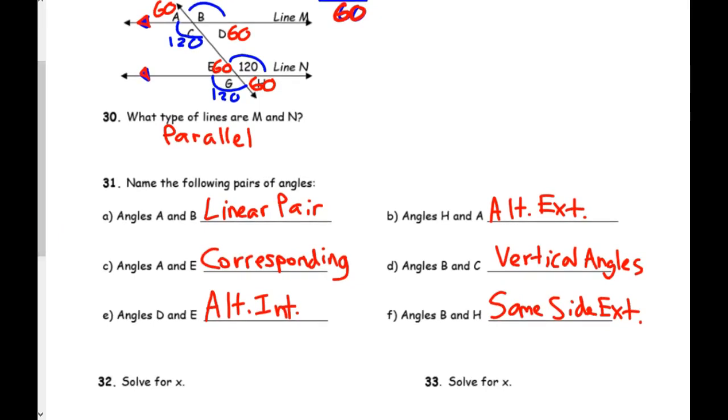And the only one we didn't label would be C and E. Those are same side interior, if you wanted to throw an extra one in there.